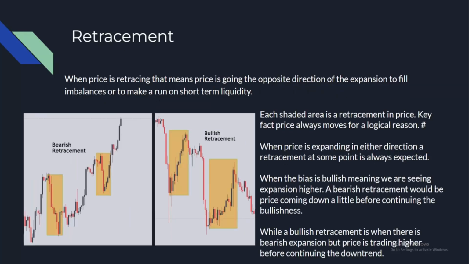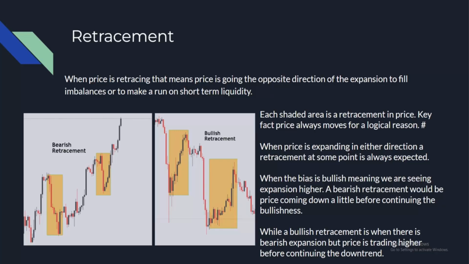Next thing is retracement. So when price is retracing, that means price is going the opposite direction of the expansion to fill imbalances or to make a run on short-term liquidity. Each shaded area is a retracement in price. Key fact: price always moves for a logical reason, and this is very important. The way that the market is built, it's built upon a certain amount of rules, and the chart has to follow the rules.